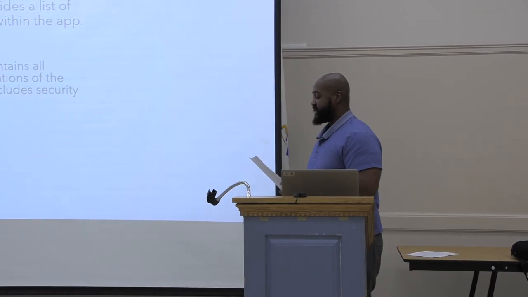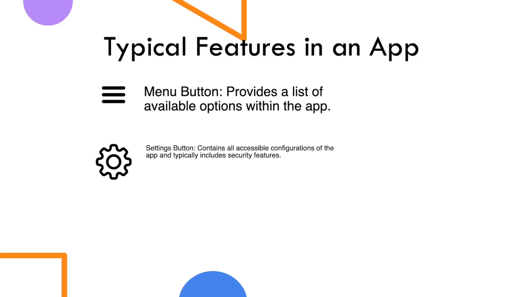So typical features in the apps is the first area in the handout. The typical features, we have a menu button, which provides a list of available options within an app, which typically looks like this. Sometimes it could look different. Sometimes it could just be 3 dots or three circles. This is your go-to for any sort of function that you need to access within the app.